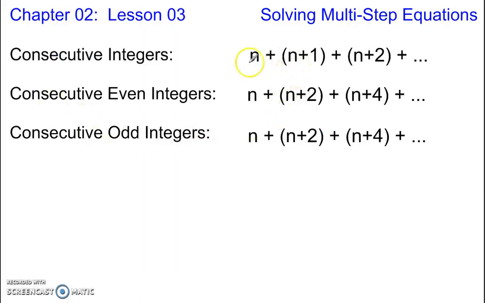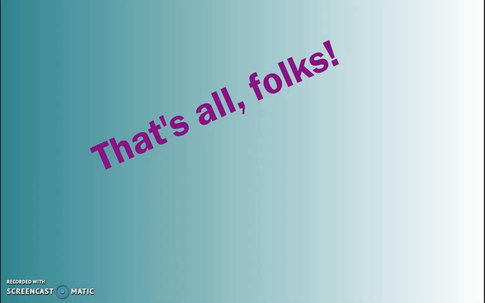So here's our summary. Consecutive integers, consecutive even, consecutive odd integers. And that's all, folks.